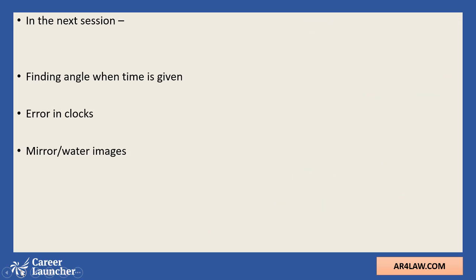So in the next session, we will be looking at the kind of questions where a particular time has been given to us and we are supposed to find the angle between the hands of the clock. We will also be looking at the questions where there is some error in the clocks, as in the clock is gaining time or losing time. And additionally, we would see how to approach the mirror and water images questions based on clocks.